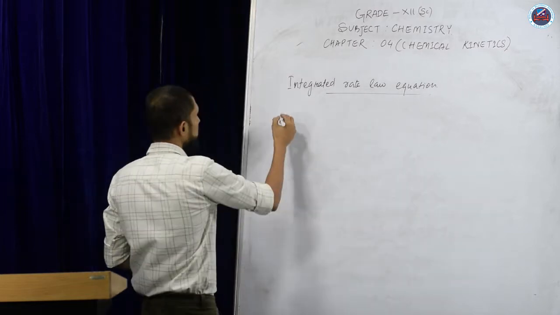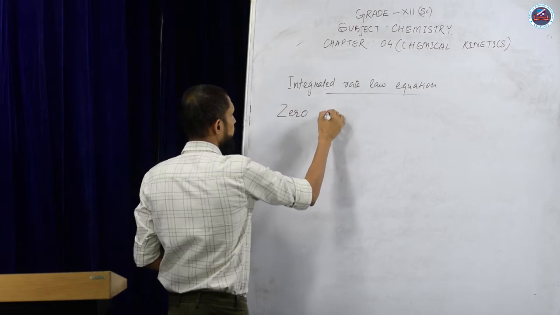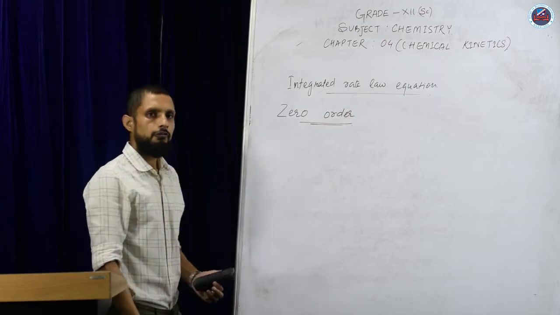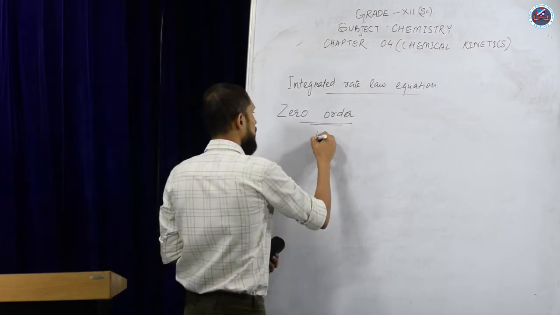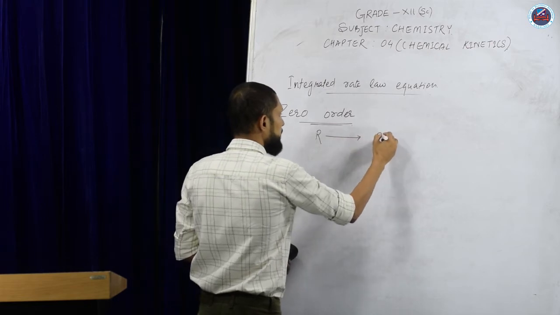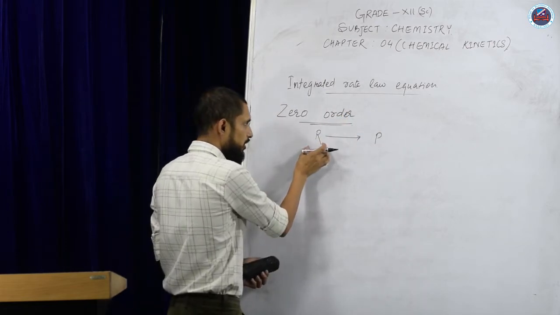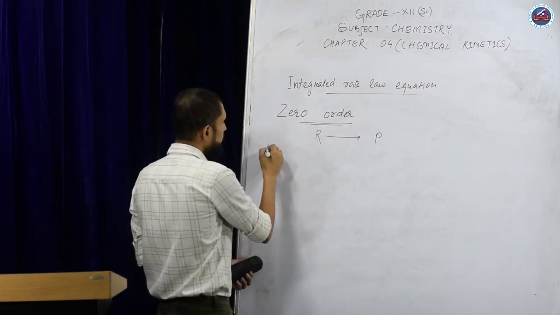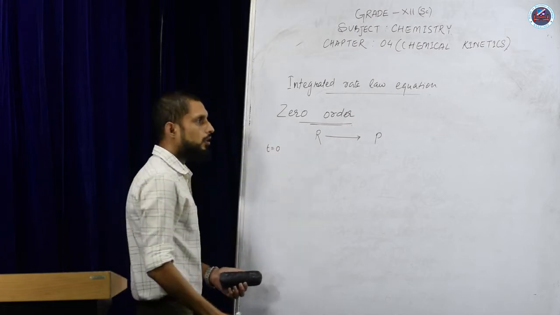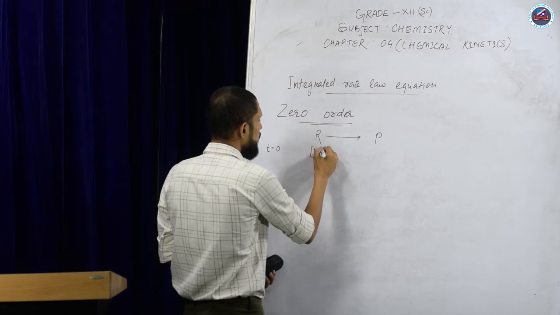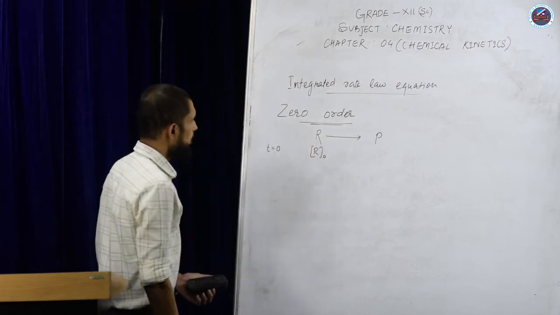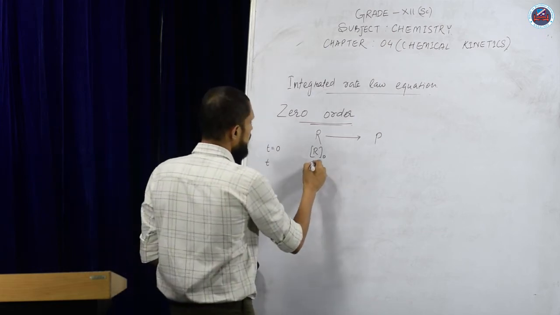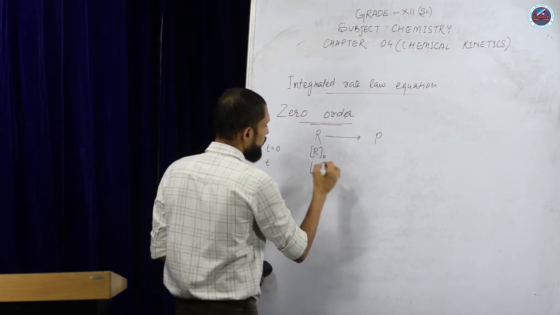So to start with, we'll take zero order reaction. So first, let us consider a reaction R to P, where R is reactant and P is product. Say at time t equal to 0, the concentration of reactant is R0. And at time t, at any given time t, the concentration of reactant is RT.